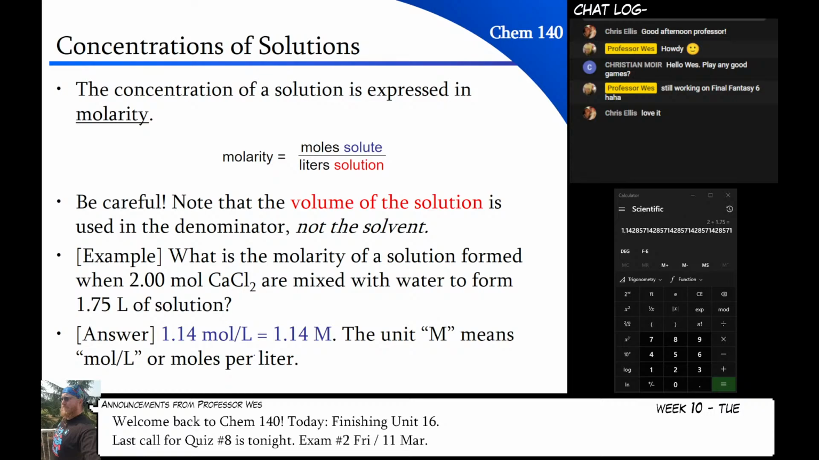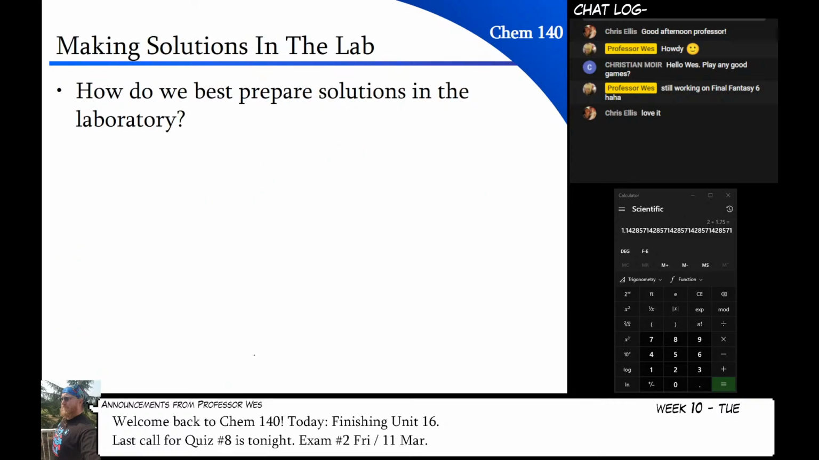All right. So that's our basic calculation for molarity. Because molarity is a conversion factor, we're going to be using it as that later today. But now you know how to do a very simple calculation.